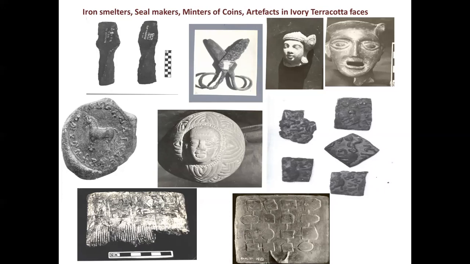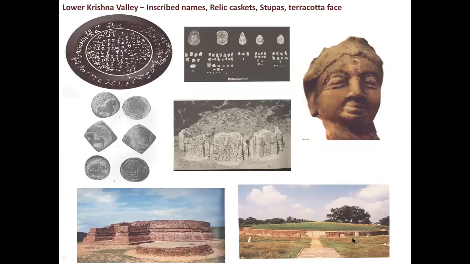And of course, Phanigiri is a fantastic example, which is not very far away. But it's not that there weren't these monuments; I think this is the history that we have forgotten. Then in the lower Krishna Valley, of course, the legendary Bhattiprolu inscription, which has the inscribed names of Banitas and Vanias and all. And then there are the relic caskets that were found there. And then the Satavahana coins.